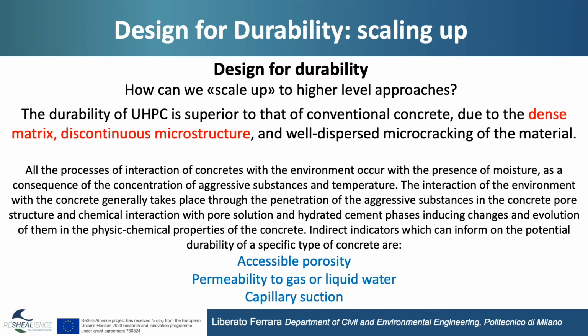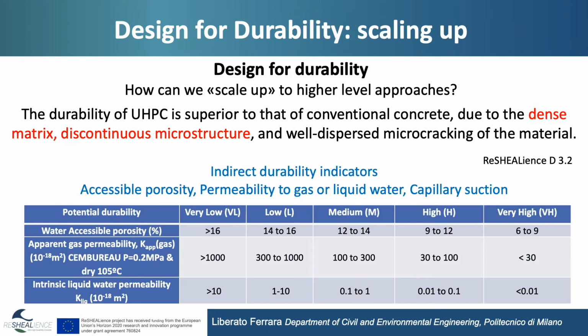Then we find in standards and in the literature, actually in the project ReSHEAlience, we have reviewed the literature, and we have tried, for example, based on the information you can find on a public document, deliverable 3.2 on the website of the project, to categorize the level of durability from very low to very high based on the levels of water accessible porosity, gas permeability, intrinsic liquid water permeability, and so on.